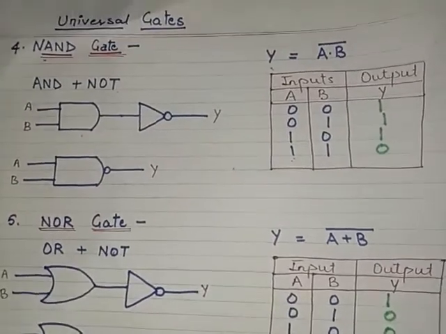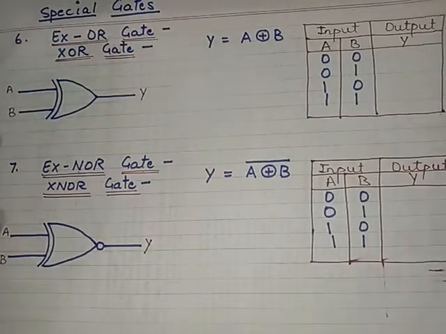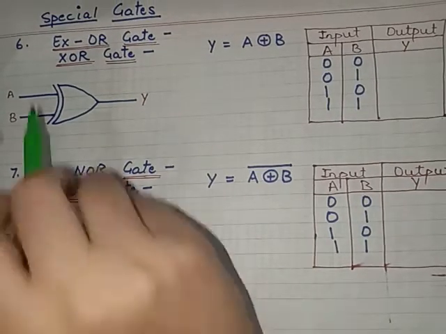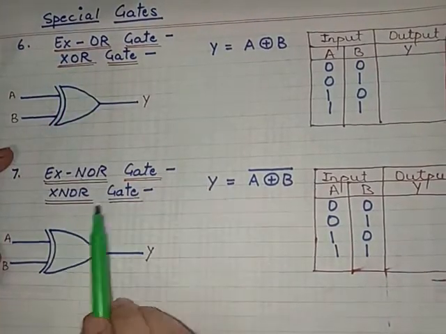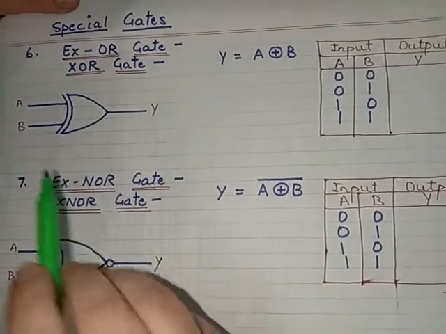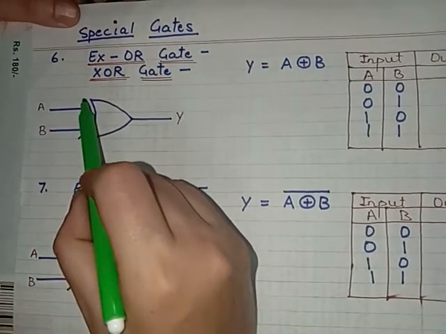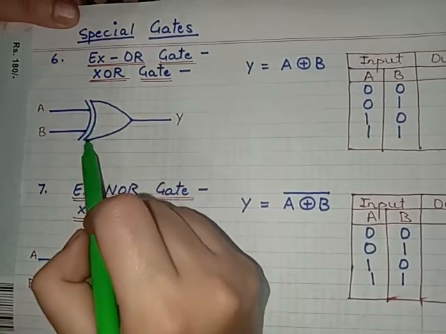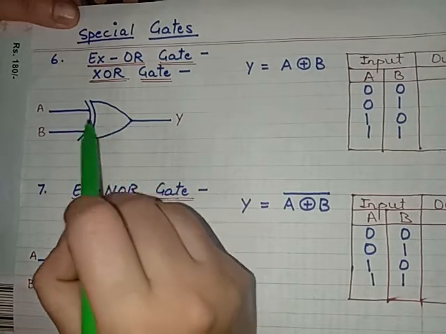So the third category, that is the special gates. The two special gates we are having are the exclusive OR gate, that is the XOR gate, and the exclusive NOR gate, that is the XNOR gate. So here the symbol is, we have to draw a symbol like an OR gate, but here we are having the double arc, the curve over here, again a curve, joining these two curves. So it's an exclusive OR gate.